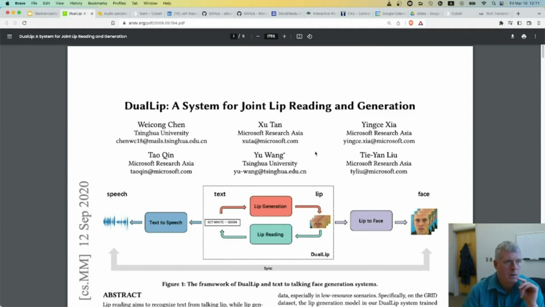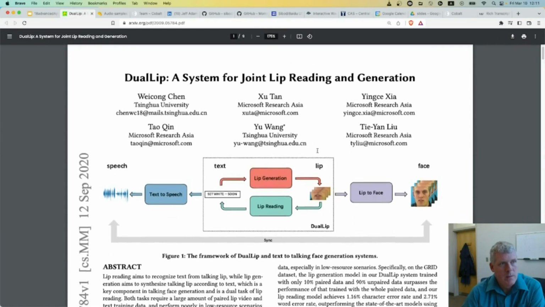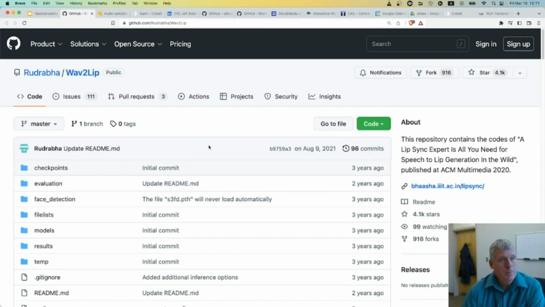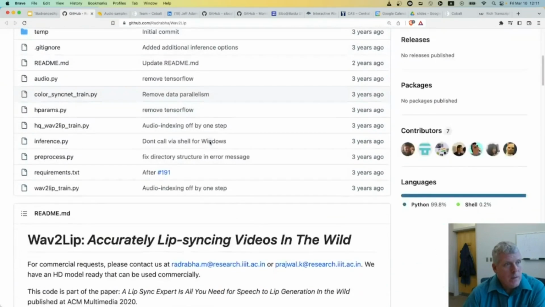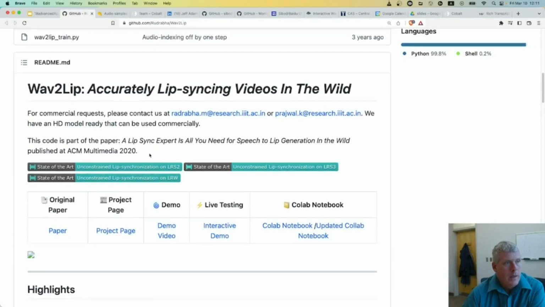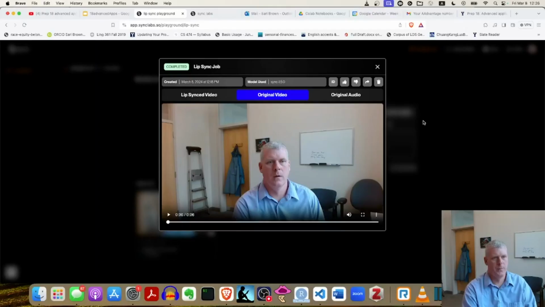Here's a recent paper about the dual lip system that was created by these researchers at Microsoft and two universities, or one university, it looks like in China, if I'm not mistaken. This right here, this Wav2Lip, is really interesting. It's a deep fake Wav2Lip here, accurately lip syncing videos in the wild. And they have an interactive demo. They have the Colab notebooks here. Let me just do the interactive demo.